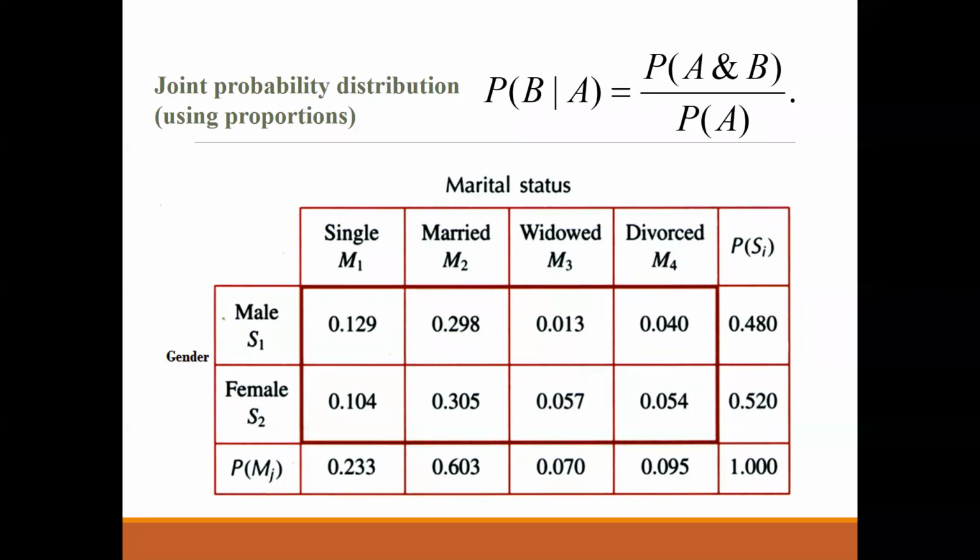0.109. Okay. Just 1 minute. Let me check it out myself as well. Any other answers? Okay. 0.109. Right. One more. Let us take the other way around. The probability that S1 will occur given M4. So P(S1 given M4).